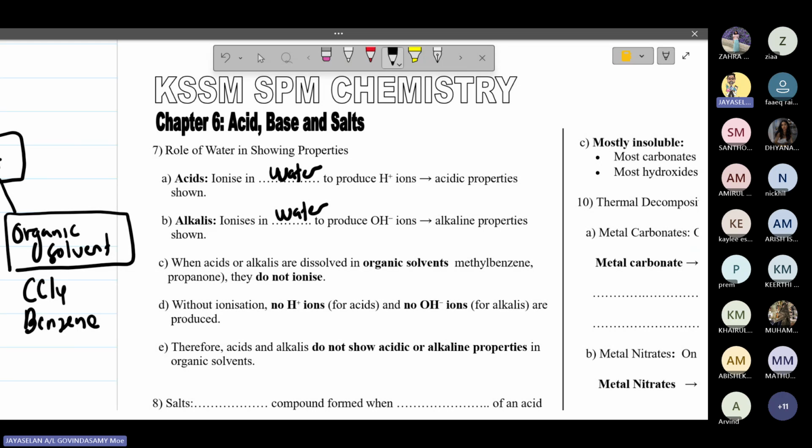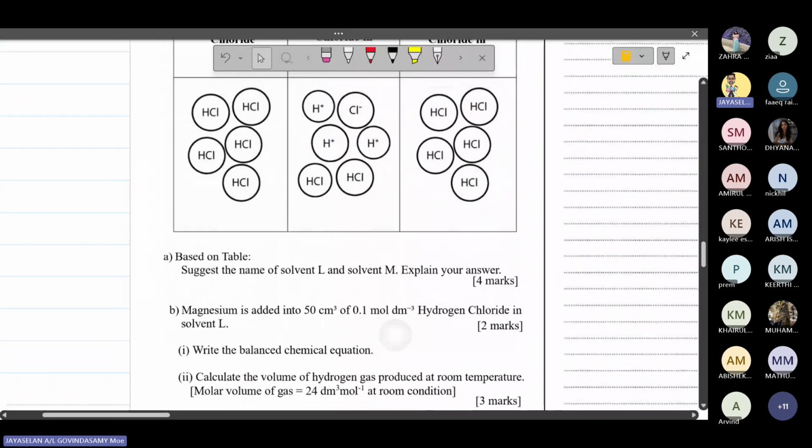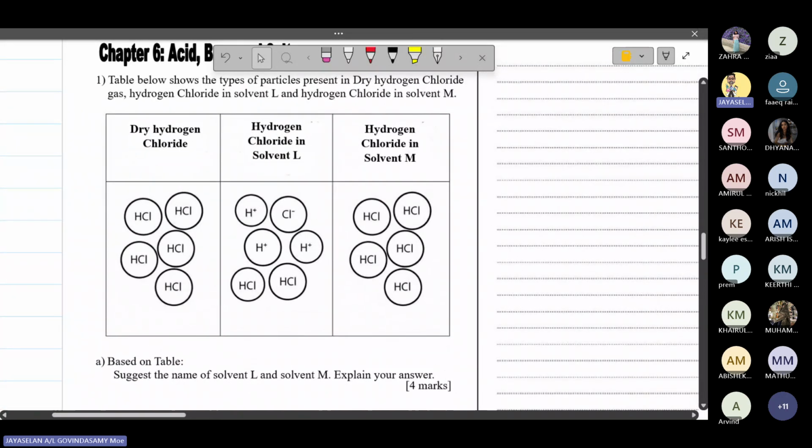Okay, so when acid and alkali are dissolved in organic solvent, they dissolve in methyl benzene, propanone, but they do not ionize. Okay, without ionization, no hydrogen ion, no hydroxide ion. Therefore, they do not show alkaline properties, acidic properties in organic solvent. Understand? Ini kena baca, kena hafal. Okay, any question? No question. Okay, the salt nanti saya datang, saya pergi soalan ini. Kamu tengok. Okay, all of you, we discuss together. Okay, this type of question.